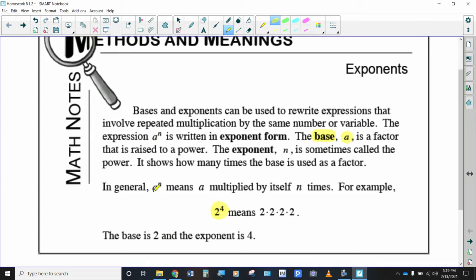So if you look here, the base is the a. And the exponent, that is the n, which would be telling you the number of times that you repeatedly multiply a number. So 2 to the 4th power is going to be 2 times 2 times 2 times 2. 4 times 4 is 16. So this is a shortened version of the number 16.